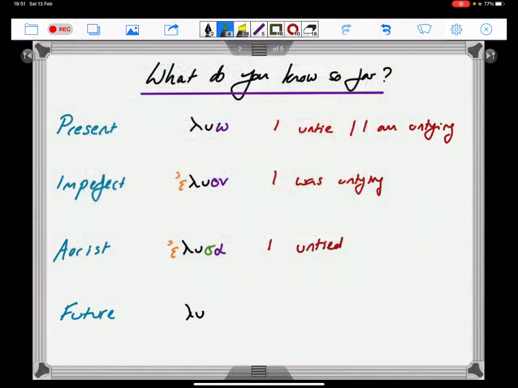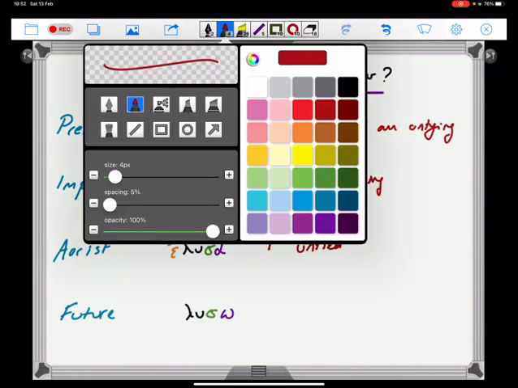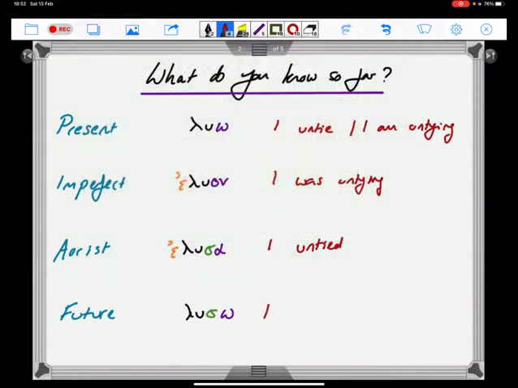The future in Greek is thankfully extremely easy to form. You add a sigma, and then the same endings as the present. I shall untie.